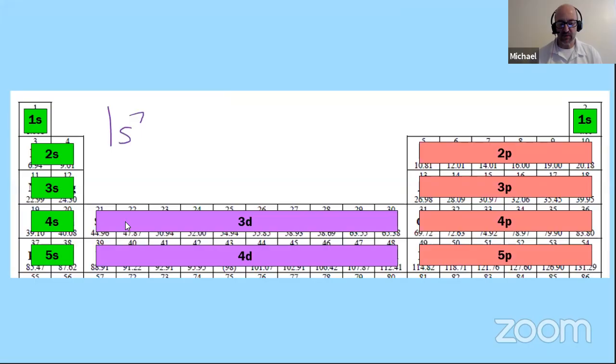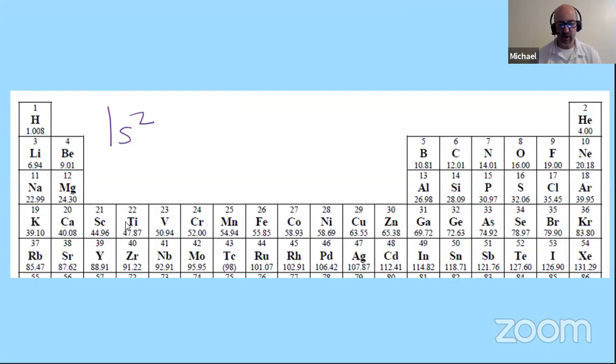So 1s2, that takes care of helium. 2s2, now we're up to beryllium. 2p6, that gets us to neon. And then finally, 3s2. Now that would be the electron configuration of magnesium, the atom.